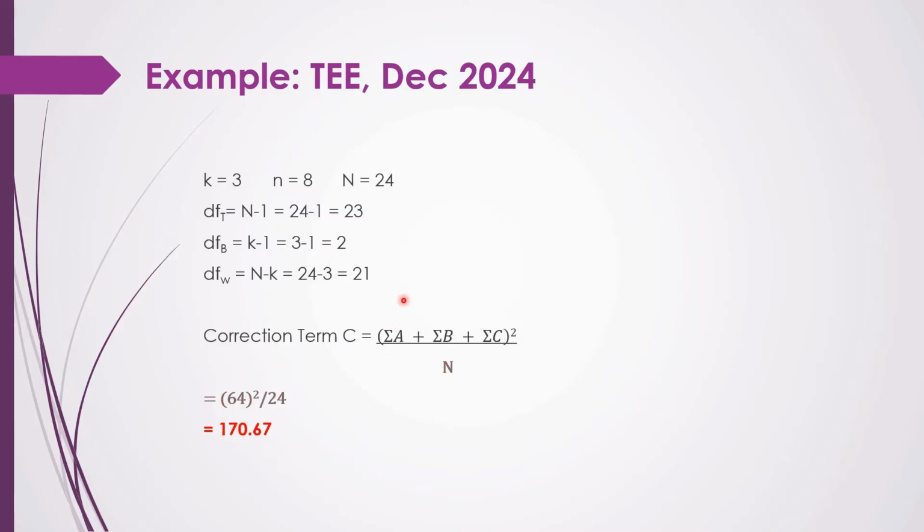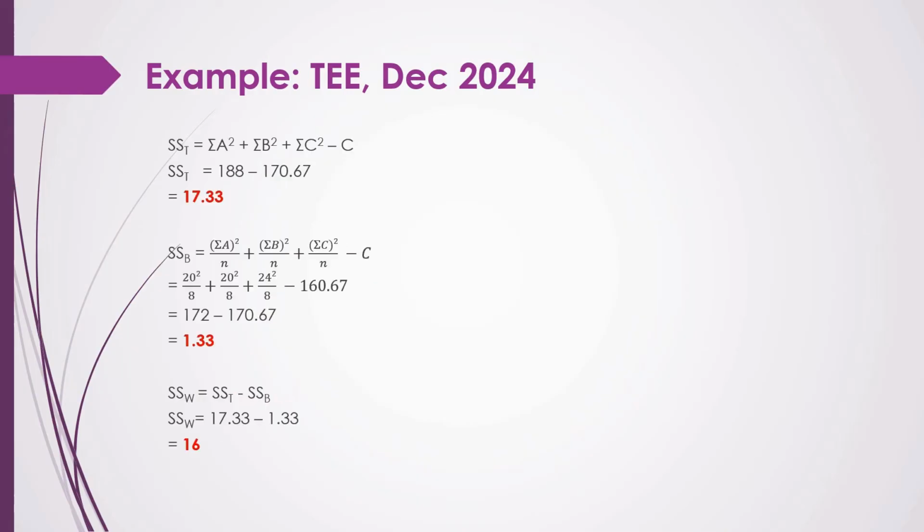Let's go ahead with the correction term C. Formula is sum of A plus sum of B plus sum of C, whole square, by N. We have the values in the table. When you put the values, you get 64 square by 24, which is 170.67.